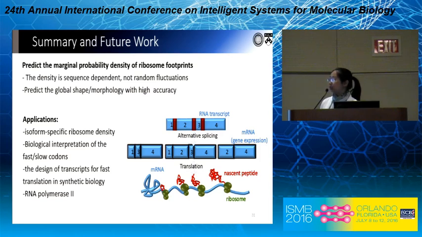In the regression coefficients, I have shown that there are some biological interpretations of fast and slow codons, and hopefully in synthetic biology, this will guide us in the design of transcripts. Also, RNA polymerase II data is another type of interesting data that may be applicable for us.